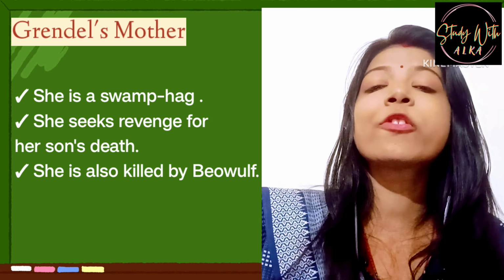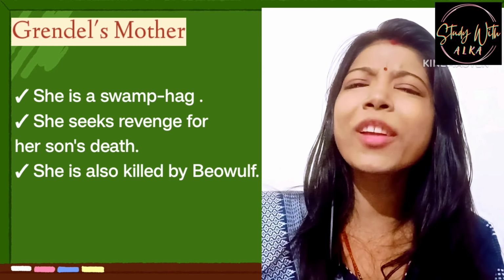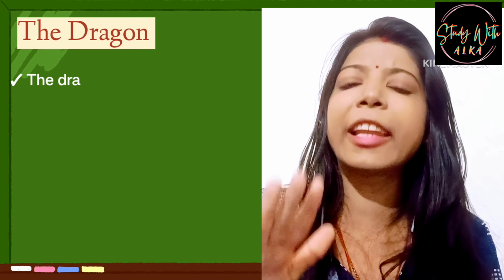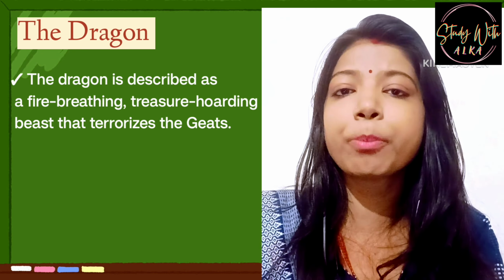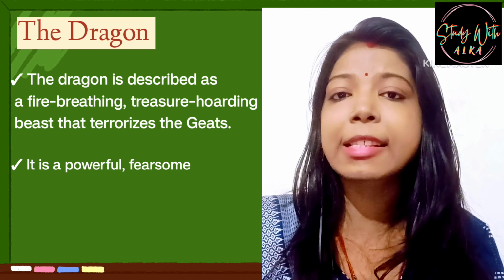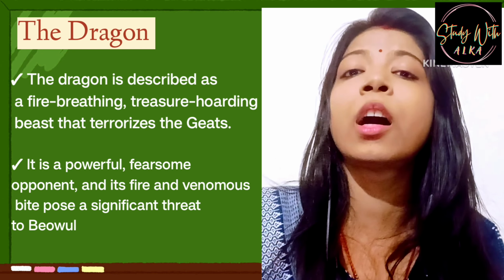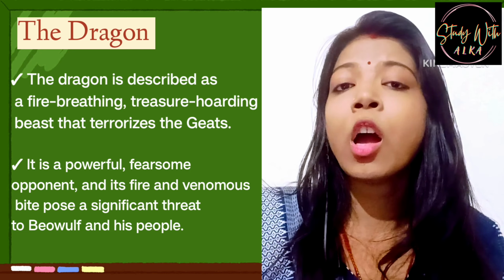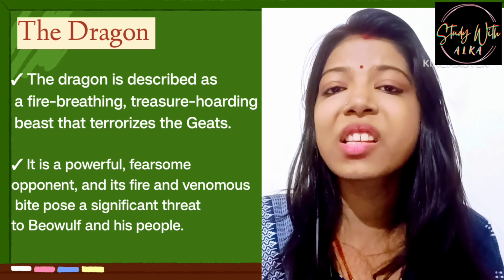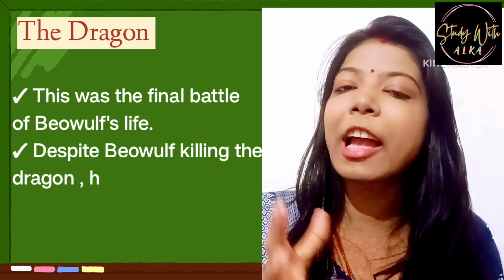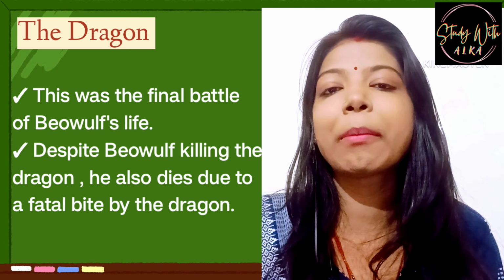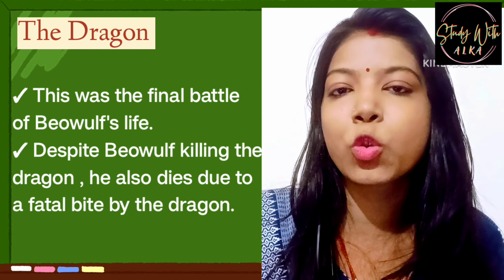But then arrives the third battle, which he fought at a very later stage, when he has become very old. Now Beowulf is the king of Geats, and he has to fight a dragon. When he wars with the dragon, finally in the end we learn that while killing the dragon, Beowulf also dies.